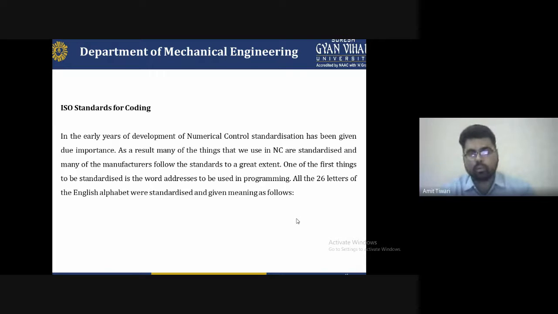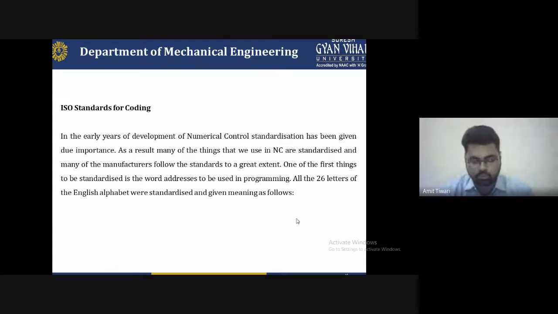Generally, we use the G code and M code. G means preparatory coding, M means miscellaneous coding. All these G codes and M codes are discussed in today's lecture. So we have to understand the procedure of writing the program and how we can read the program. First, how we can write the program, and after that, how we can read the program.